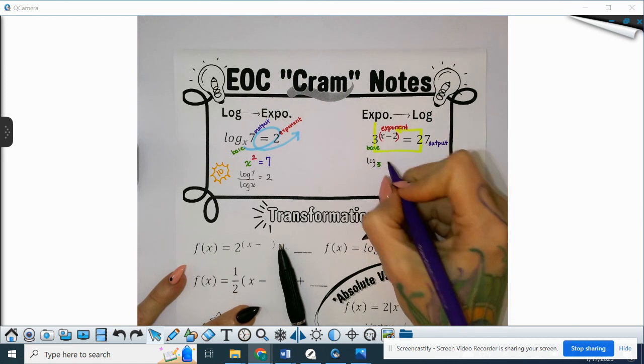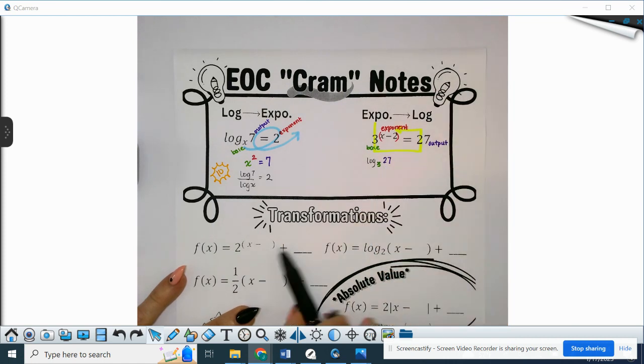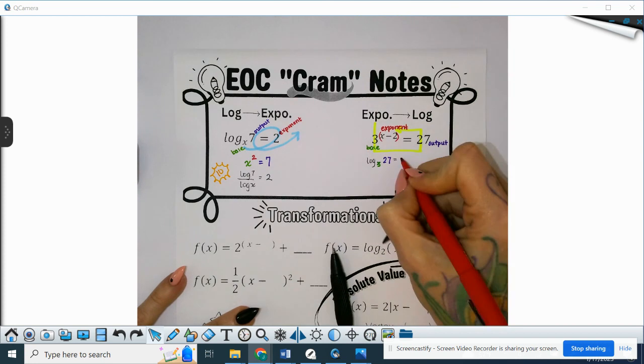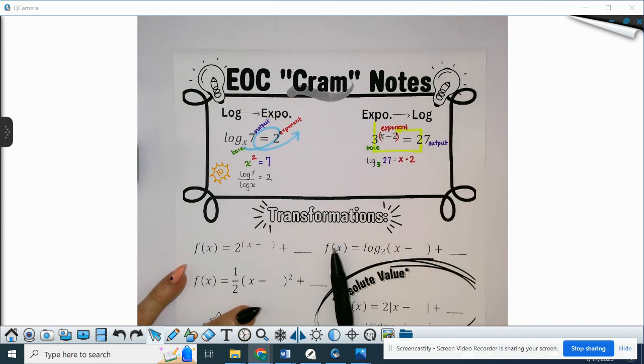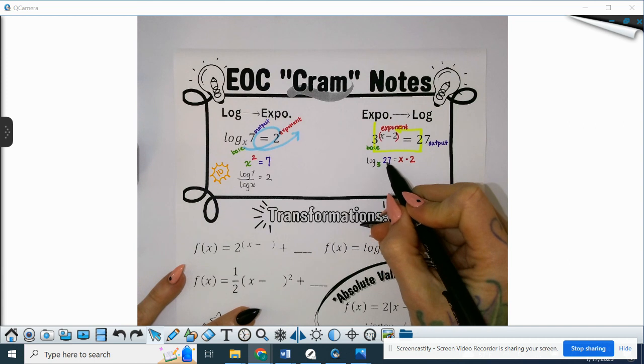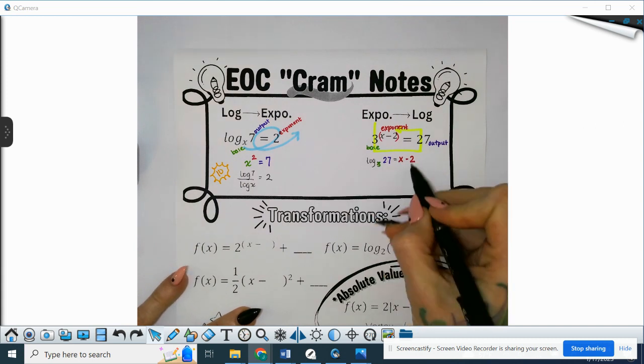Output is equal to exponent, x minus 2. Now, again, we're using Desmos, so you can type in log base 3 of 27 and get a numerical answer and then solve for x, because that would be what you would do here.